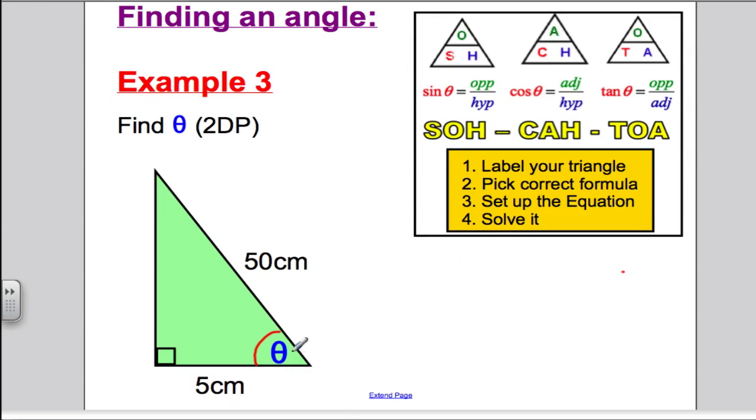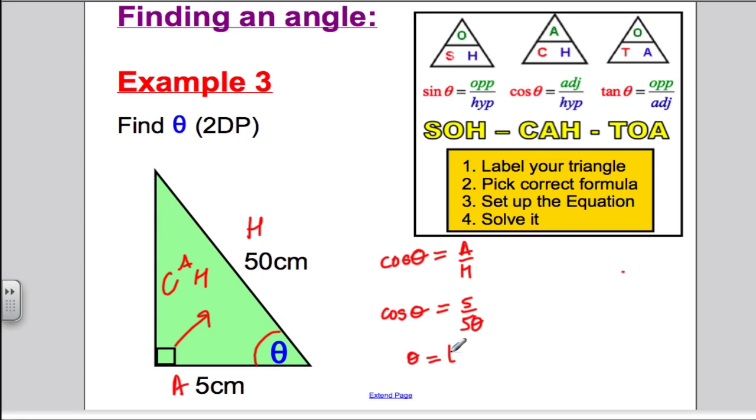And last one, here's my angle. This is the adjacent. This is opposite the right angle, so it's the hypotenuse. What has A and H? Well, CAH. What does that mean? It means cos of the angle is A over H. In this case, cos of the angle is 5 over 50. To get the angle, you inverse cos 5 over 50. So you shift cos 5 divided by 50 close brackets equals, and you get 84.26 degrees.